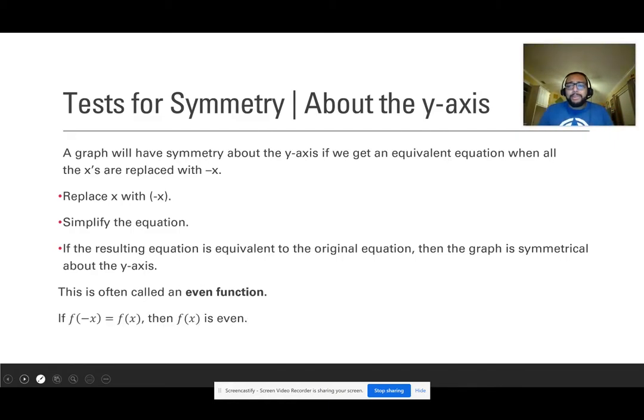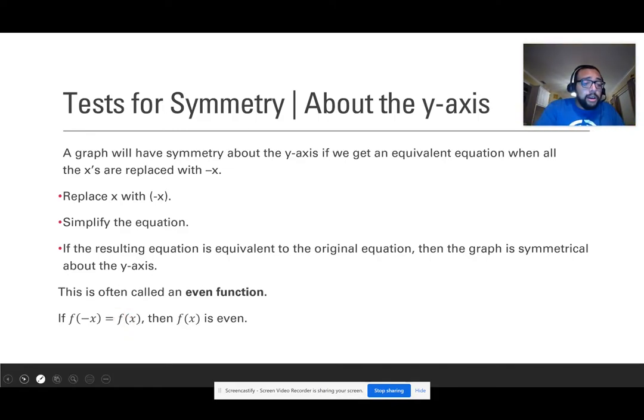The way to sum it up, which I'll have on the following pages with the examples, just as a little reminder: if f of negative x equals f of x, that means f of x is even. So again, if I plug in negative x to my function and I get the same function I started with, I've got an even function.